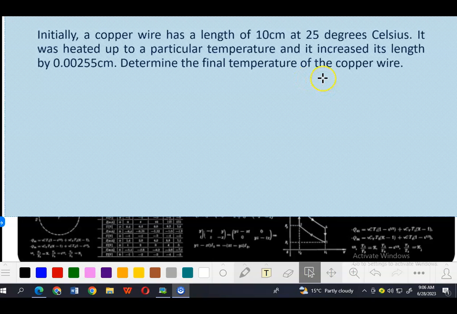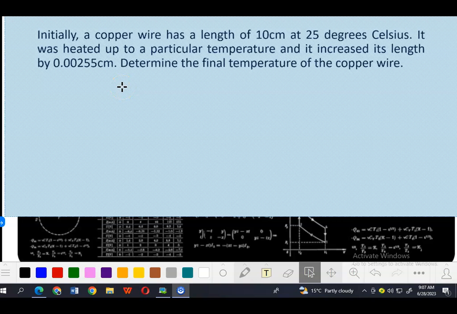Of course, we know that when we were talking about thermal expansion, I mentioned that it's all about how objects or materials expand or contract when heated. So we have a copper wire that has a length of 10 cm, initially at 25 degrees Celsius. After being heated up to a particular temperature, it increased its length by 0.00255 cm, as indicated. So you are to find the final temperature of the copper wire.